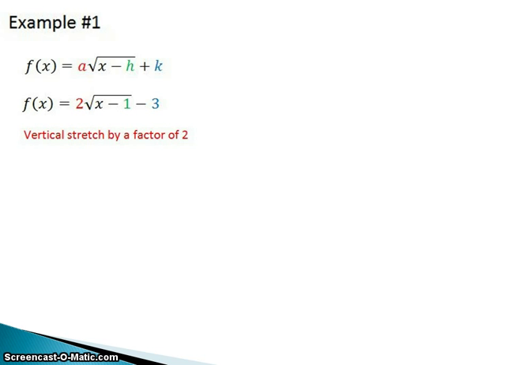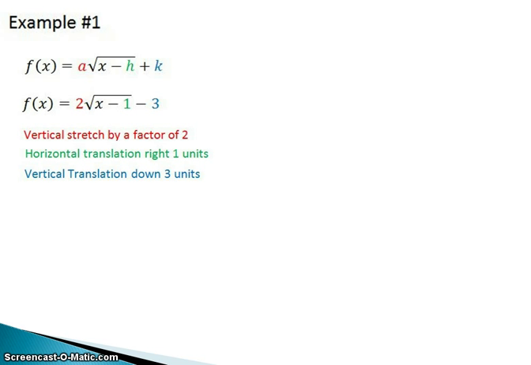The 2 is a vertical stretch by a factor of 2, because a is vertical stretch or compression, and if the absolute value of a is greater than 1, it's a vertical stretch. The 1 gives us a horizontal translation to the right 1 unit, and the k is a negative 3, so it's a vertical translation down 3 units.